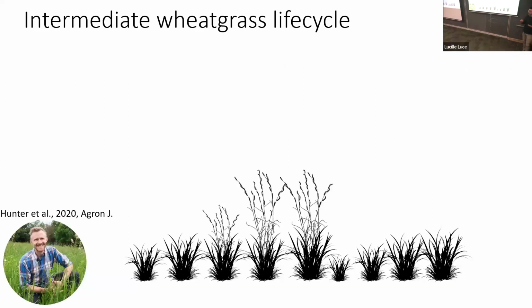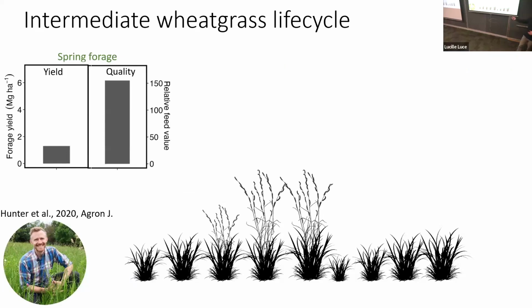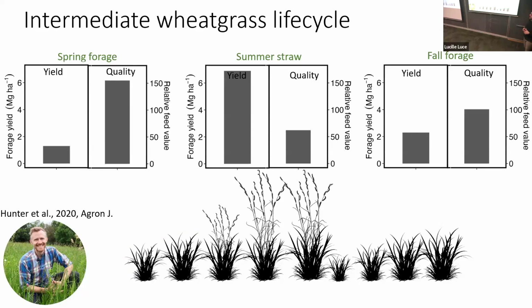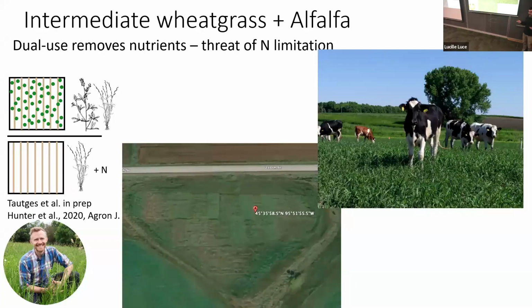So it's important to actually quantify these, which is what Mitch Hunter did as a postdoc a few years back. And this is just forage yield and quality at the different utilization periods. So spring forage, summer straw, fall forage. In a nutshell, there's not much there in the spring, but it's excellent quality, really high quality. Straw in the summer, there's a lot of it there, but it's pretty meager in terms of quality. Fall is right in the middle. So it's useful to actually quantify this.